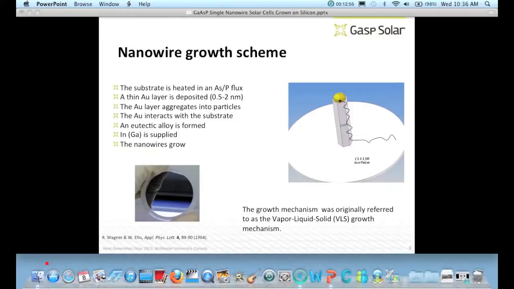This growth method was first published in 1964 by Wagner and Ellis. They grew silicon wires, not as much nano at that time. And they could see that at the temperature they were growing, the gold-silicon alloy would be liquid. So therefore they named this growth method the vapor-liquid-solid, VLS, growth mechanism, where the vapor is coming in, the liquid droplet, and the solid nanowire crystal. So it's a well-known growth method.